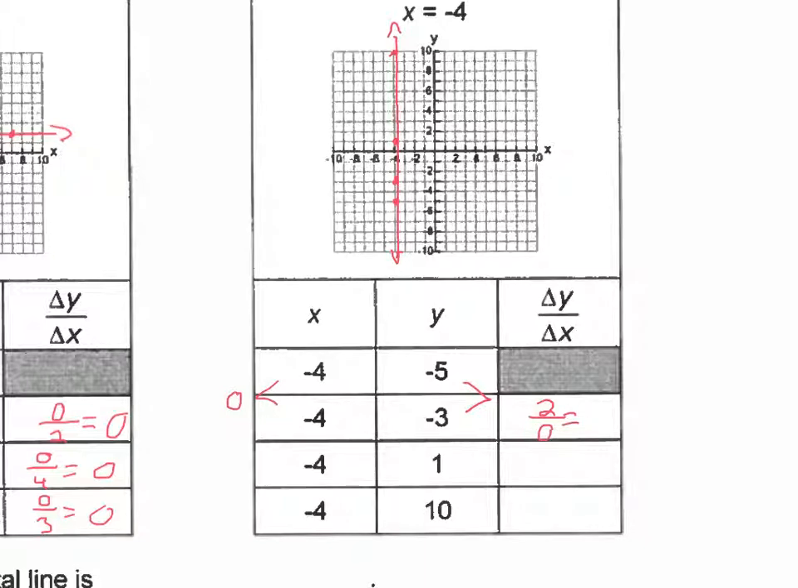So 2 divided by 0. I want you to type this into your calculator. If you don't have your calculator, go get your calculator. I'll wait.